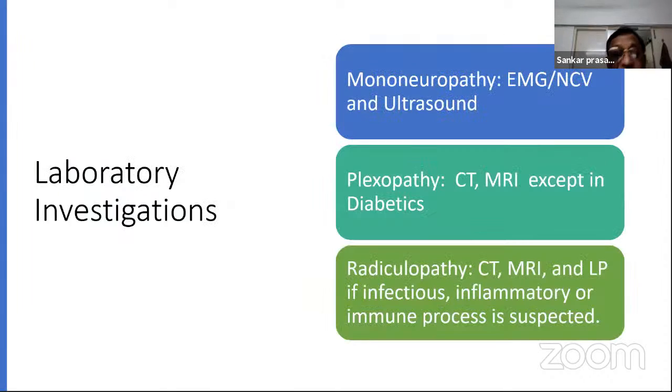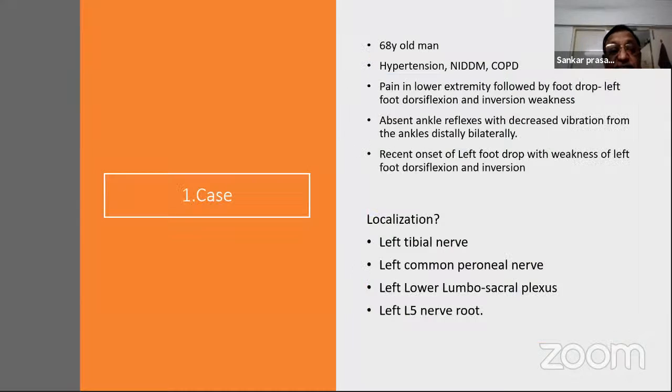So the laboratory investigations mainly depend on clinical history, examination, electrophysiology testing, and CT-MRI for radiculopathy, and LP if an infectious, inflammatory, or immune process is suspected.